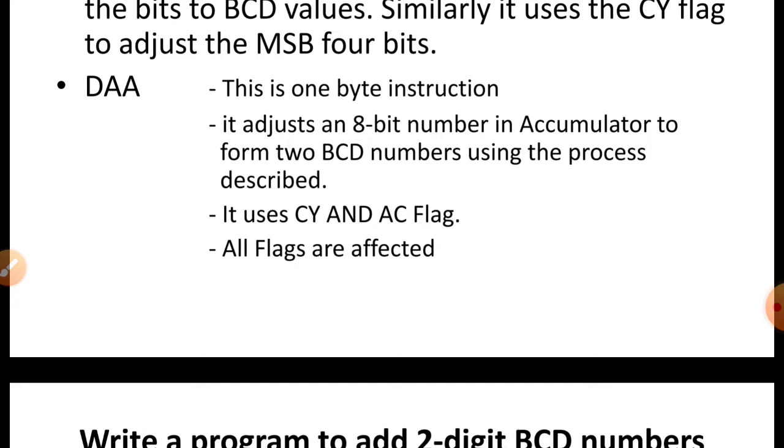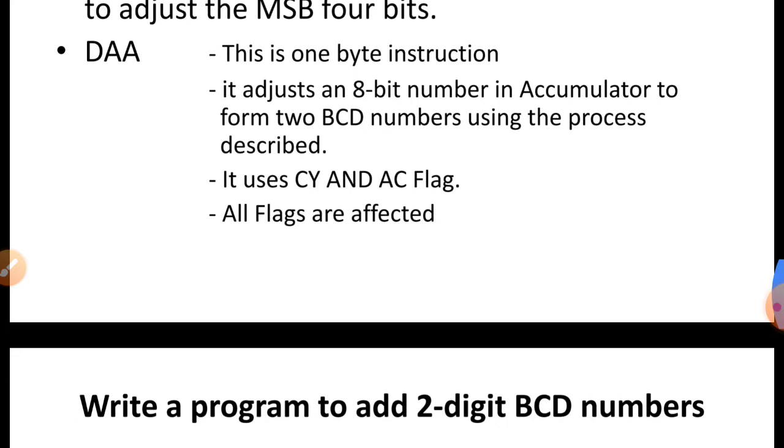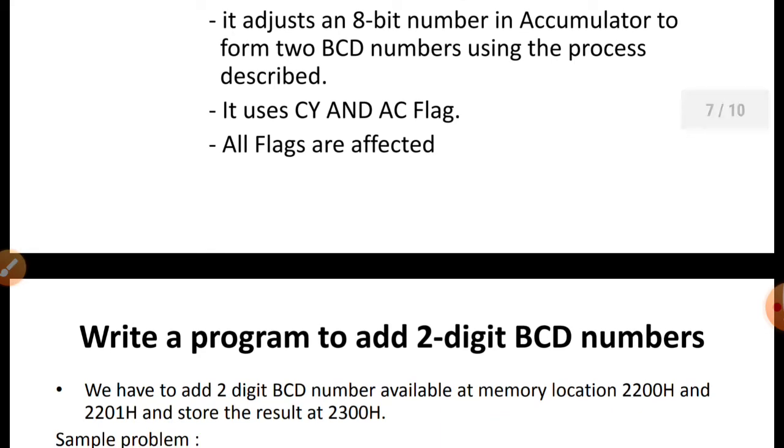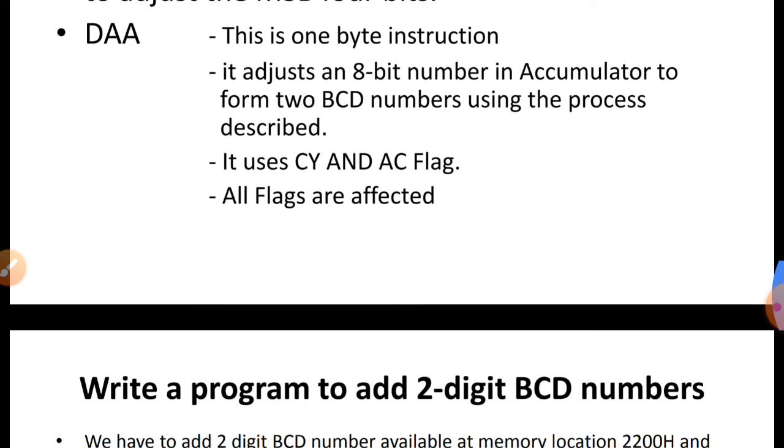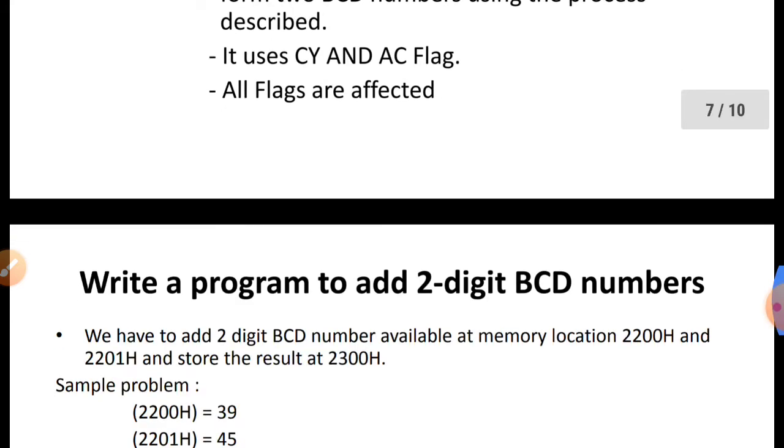So it is the DAA instruction, which is a single byte instruction, and the purpose of the DAA instruction is to adjust the result obtained in the accumulator, if it is more than decimal 9, by sensing the auxiliary carry flag, and if so, it automatically adds decimal 6 to that number. So it uses both flags, the carry flag as well as the auxiliary carry flag. And due to the instruction, all the flags are going to be affected after it is executed.